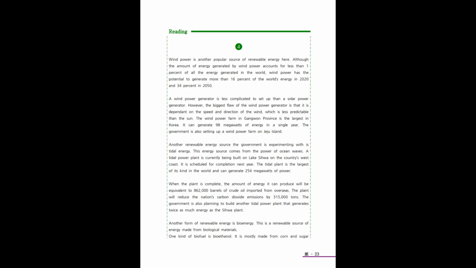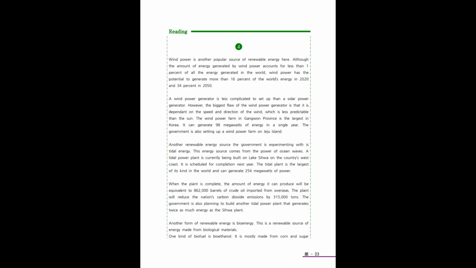When the plant is complete, the amount of energy it can produce will be equivalent to 862,000 barrels of crude oil imported from overseas. The plant will reduce the nation's carbon dioxide emissions by 315,000 tons. The government is also planning to build another tidal power plant that generates twice as much energy as the Siwa plant. Another form of renewable energy is bioenergy.